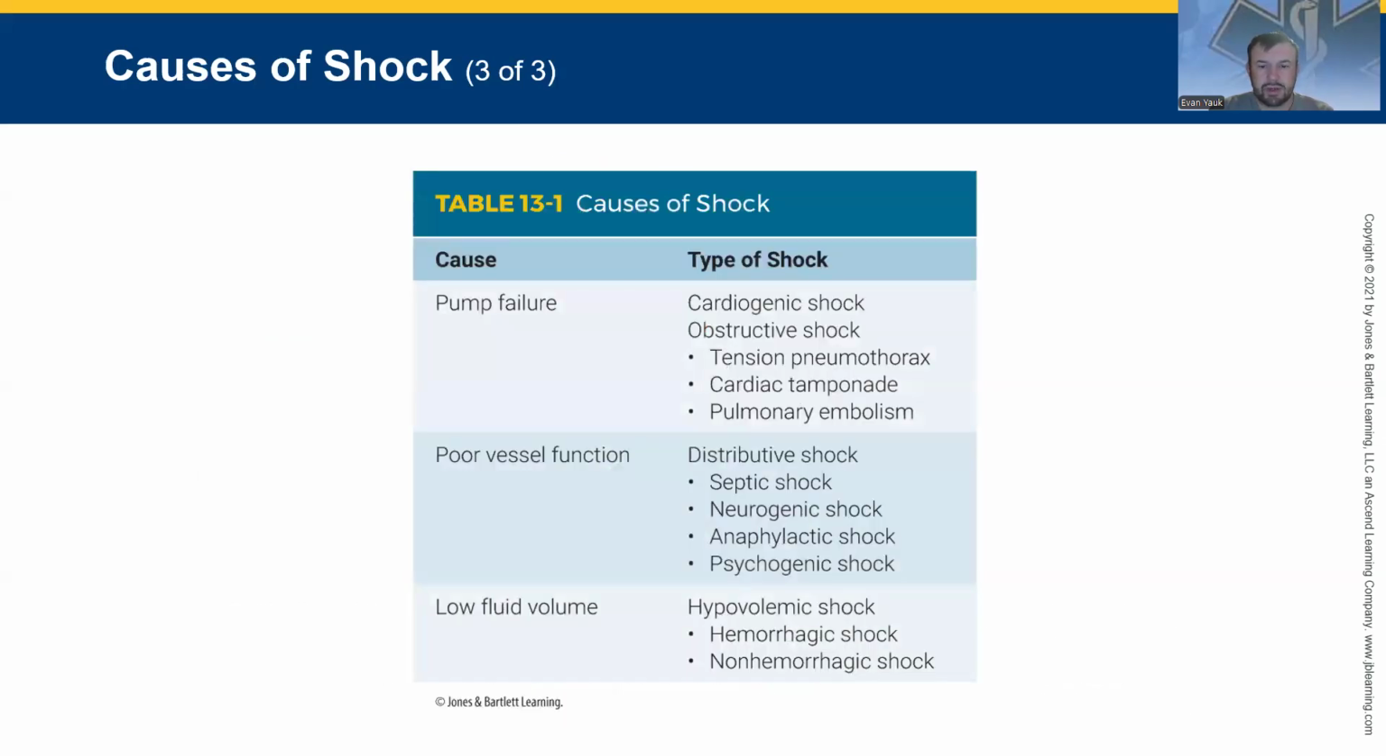We kind of talked about some of this, but cardiogenic shock, obstructive shock, tension pneumothorax, cardiac tamponade, and pulmonary embolism. Poor vessel function, distributive shock, septic shock, neurologic shock, anaphylactic shock, psychogenic shock. Fluid is going to be hypovolemic shock, hemorrhagic shock, and non-hemorrhagic shock. And we're going to break these down here in just a minute.